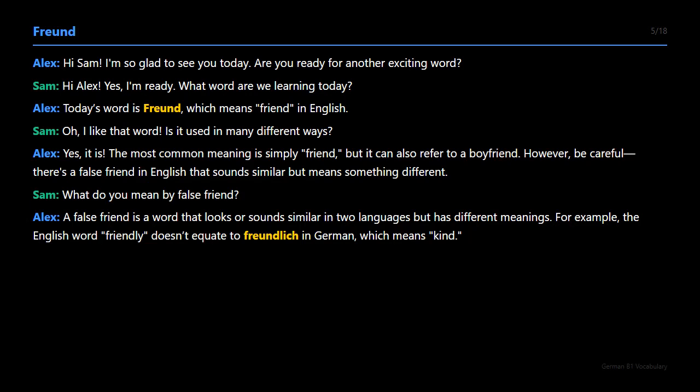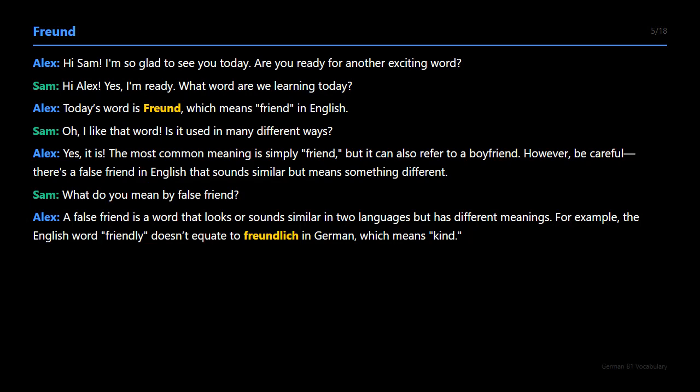Today's word is Freund, which means friend in English. Oh, I like that word. Is it used in many different ways? Yes, it is. The most common meaning is simply friend, but it can also refer to a boyfriend. However, be careful, there's a false friend in English that sounds similar but means something different.